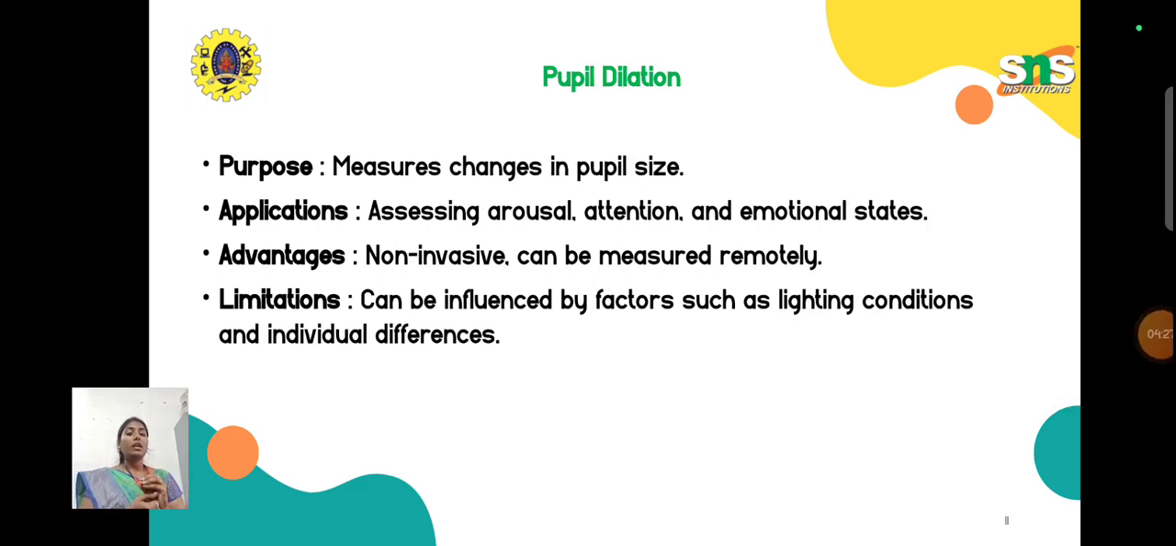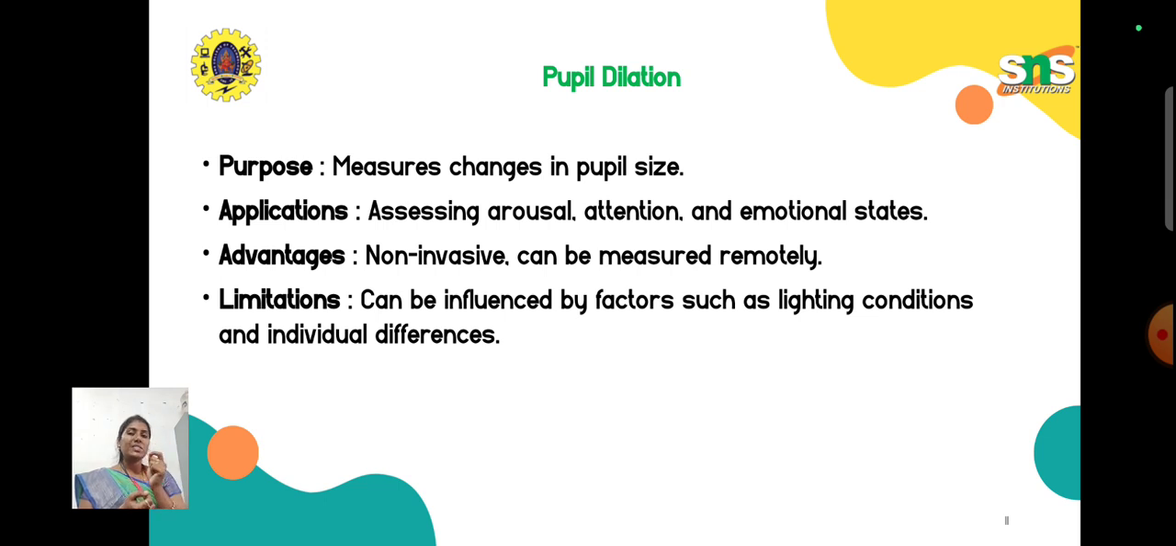And then the last and final technique is pupil dilation. Here we are focusing on the size changes in the pupil. The pupil has the capacity to enlarge in size and then shrink. When we are very keen to listen to something, or keen to see something, or we have to give 100% attention, automatically our pupil size will increase.